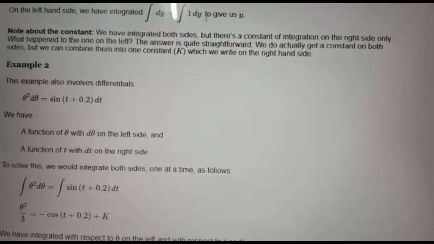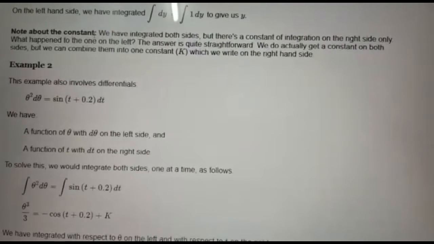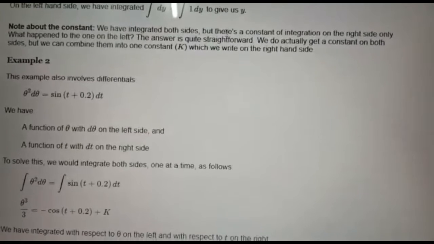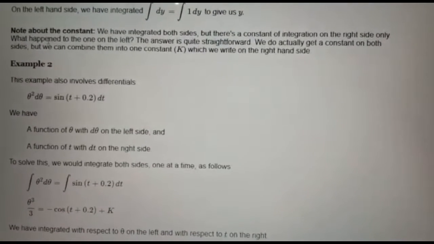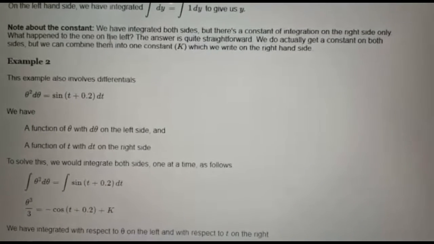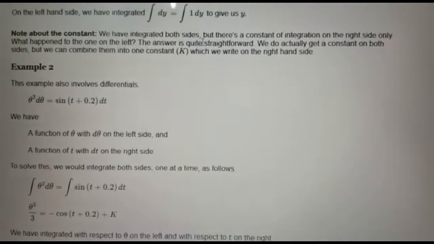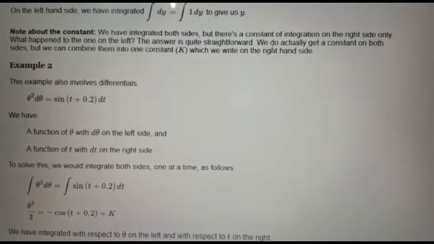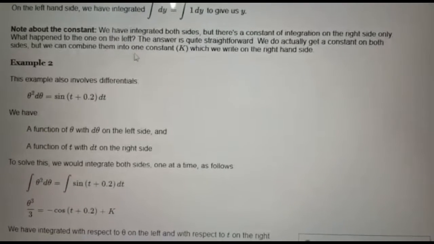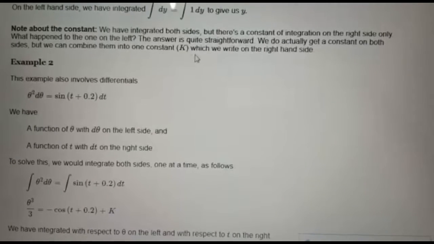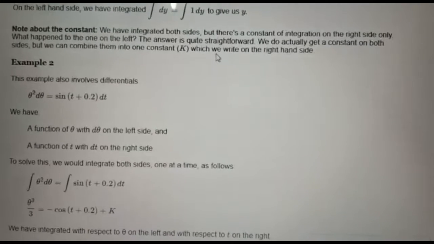Note about the constant: we have integrated both sides, but there's a constant of integration on the right side only. What happened to the one on the left? The answer is quite straightforward. We do actually get a constant on both sides, but we combine them into one constant k, which we write on the right hand side.